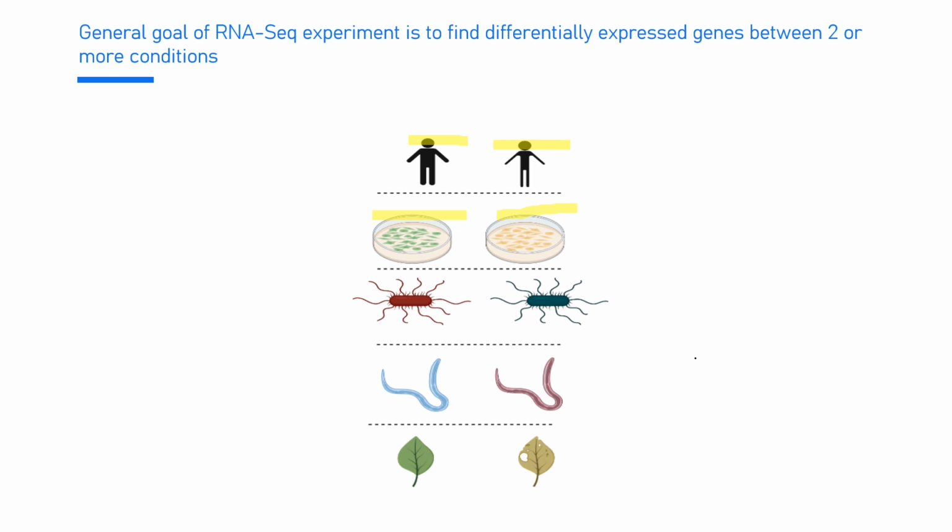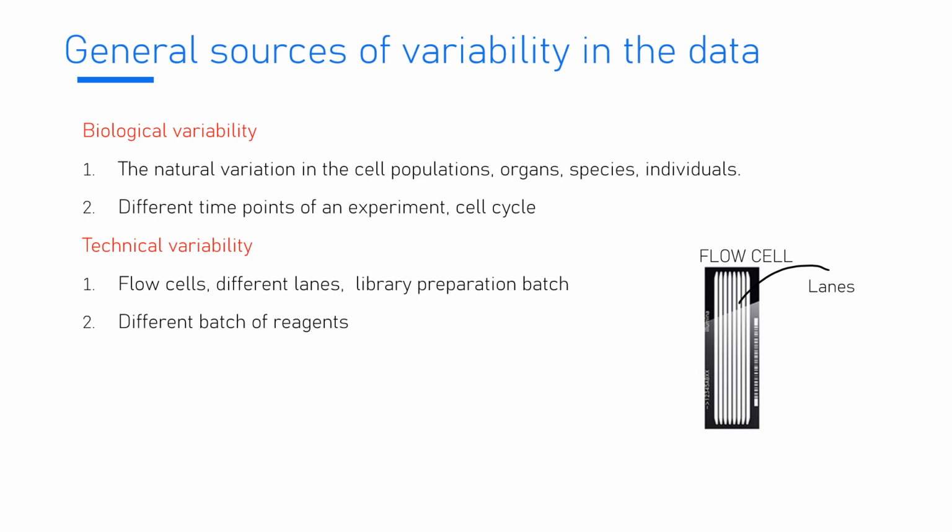Or we could be interested in studying the effect of an antibiotic in a bacteria versus a gene knockout bacteria. Like this, we have more and more examples in different fields of study. What are the general sources of variability in the data? There are two types, biological variability and technical variability.